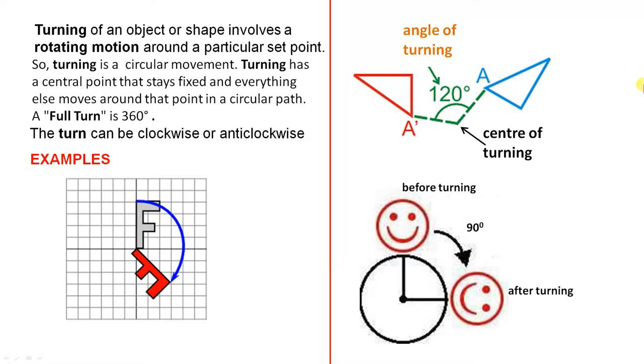A full turn is 360 degrees. A turn can be clockwise or anti-clockwise. Let's look at some examples.